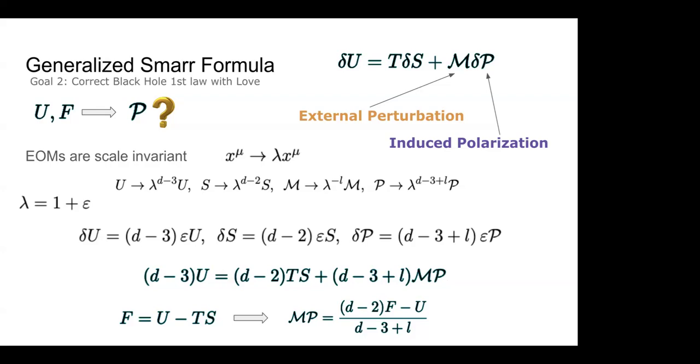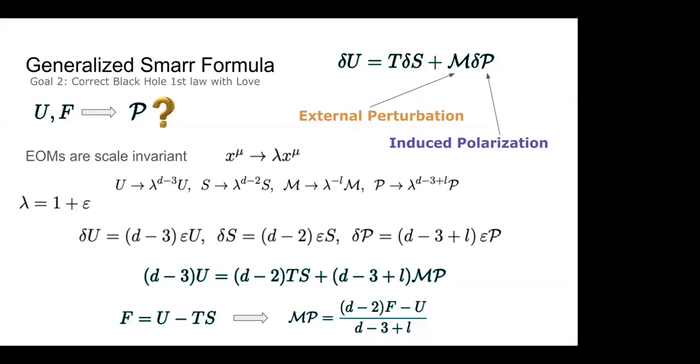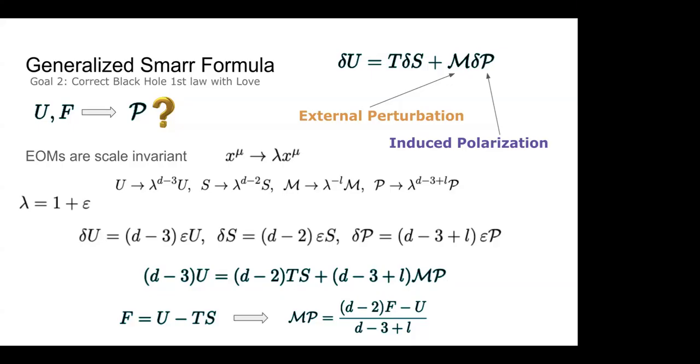So in this context, it's just a question of how you fix it. This is basically what the Smarr formula did for us. It says, if we do this scaling, and let's assume that lambda is close to 1, so lambda is 1 plus epsilon, then under the scaling you know how the parameters of your solution change. You know how the area changes, because if lambda is 1 plus epsilon, you just expand. I understand all of that.